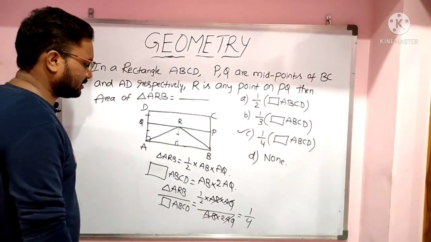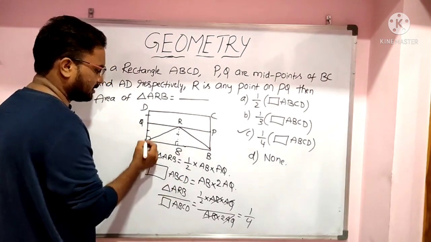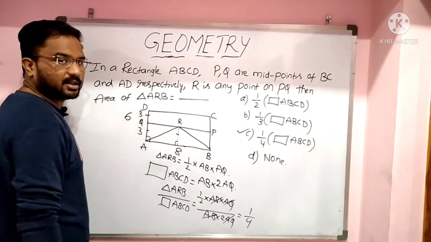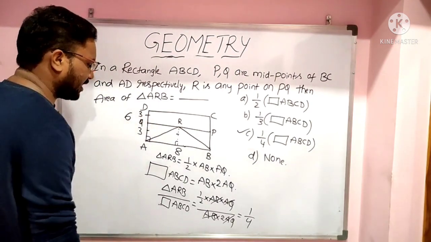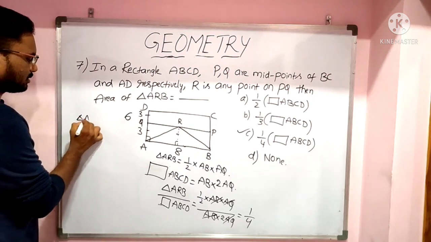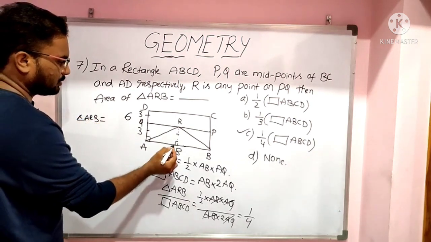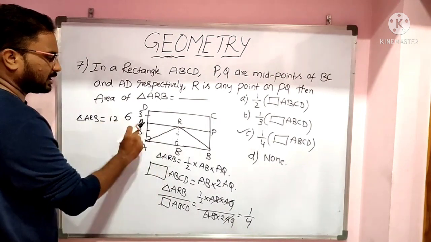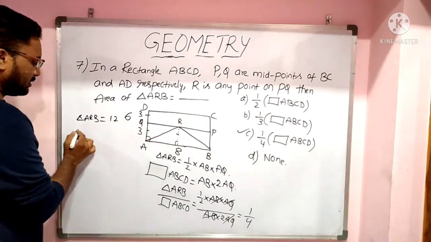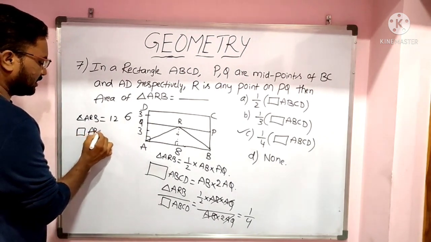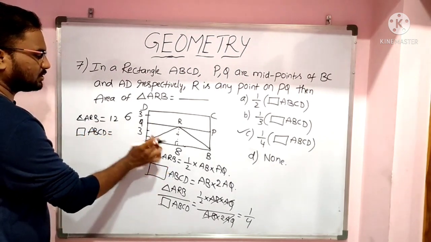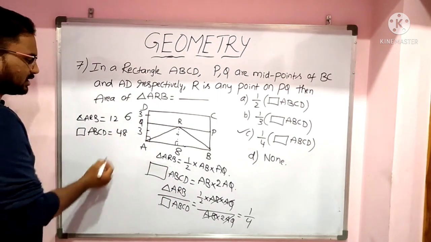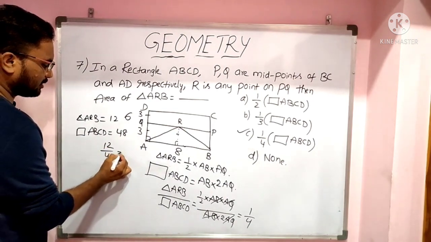You can also do this problem by using lengths. Take any length. Let us say AB is 8 and AD is 6. So AQ will be 3 and DQ will be 3. So area of triangle ARB equals half into base into height, so 4 into 3, 12. And area of rectangle ABCD is length into breadth, 8 into 6, 48. So ratio 12/48. Answer 1:4.